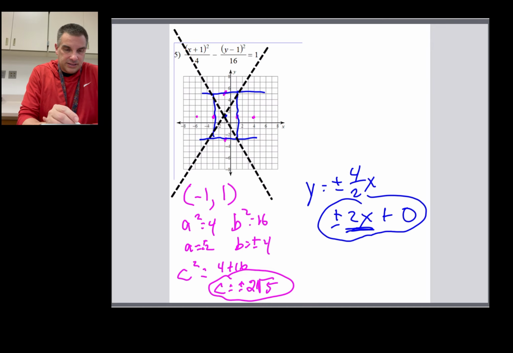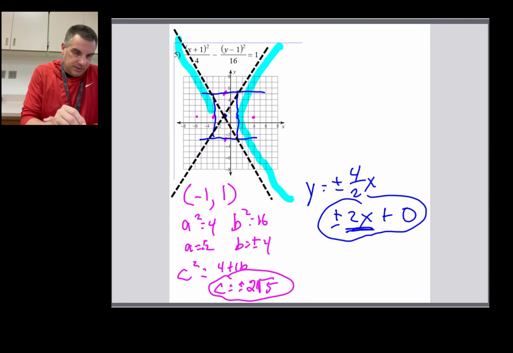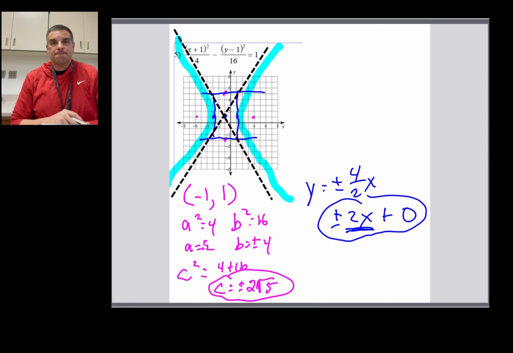It looks like an X, so this goes like this and then down like that. And then from here down through there and like that.